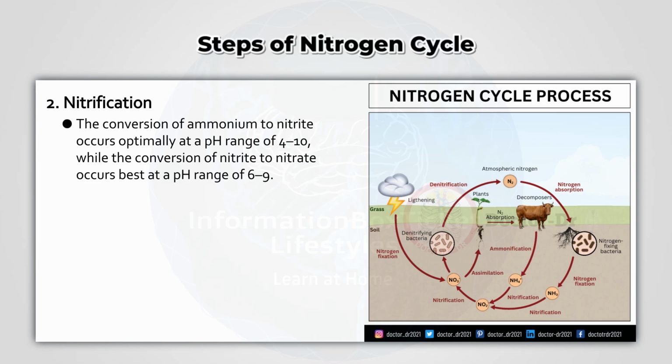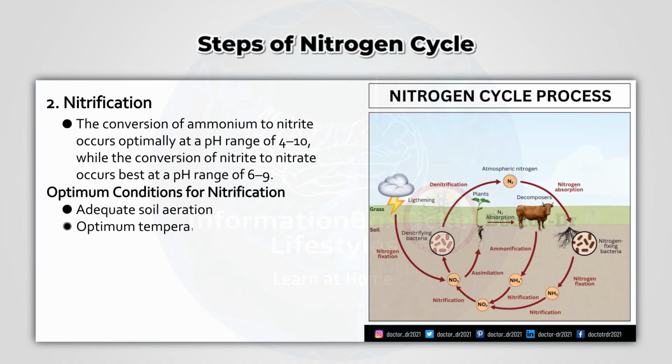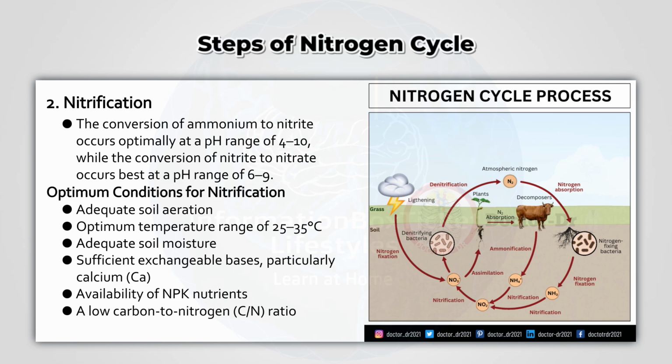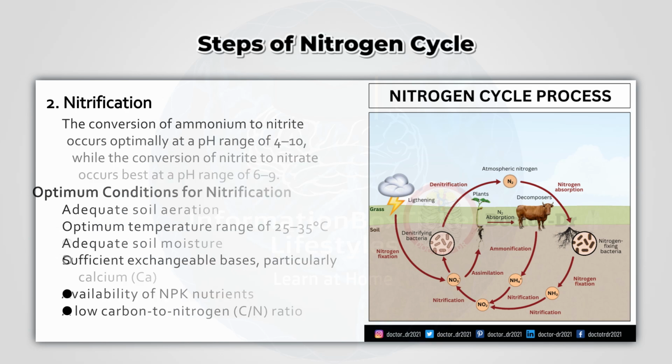The conversion of ammonium to nitrite occurs optimally at a pH range of 4 to 10, while the conversion of nitrite to nitrate occurs best at a pH range of 6 to 9. Optimum conditions for nitrification: adequate soil aeration, optimum temperature range of 25 to 35 degrees Celsius, adequate soil moisture, sufficient exchangeable bases, particularly calcium, availability of NPK nutrients, a low carbon to nitrogen (C:N) ratio.